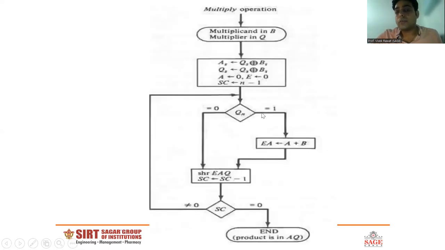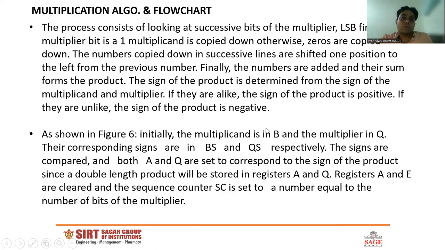If Qn is equal to 1, then this flowchart goes through this direction. If that least significant bit is 0, then it goes through this process box. So it is a simple calculation algorithm method.